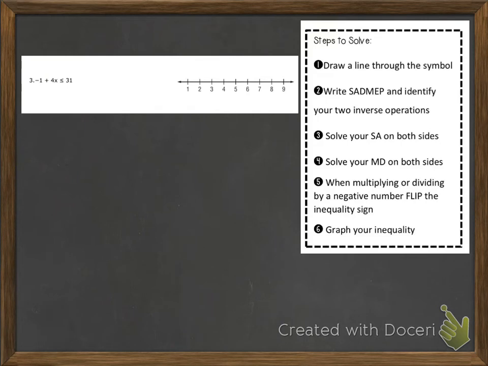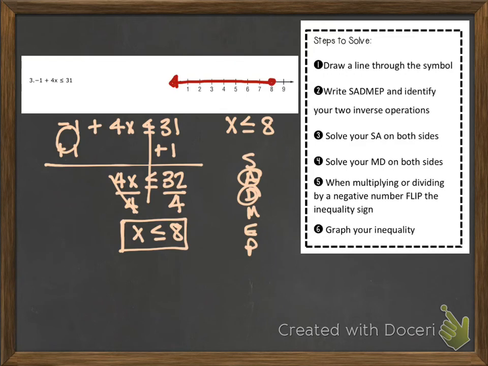I want you to push pause, solve this problem, and push play when you have finished. All right, SAD MEP, my inverse operations are adding and dividing. I added 1 on both sides, giving me 4x is less than or equal to 32. And then I divided by 4 on both sides, x is less than or equal to 8. Less than or equal means that it includes 8, so it is a closed circle shading to the left.